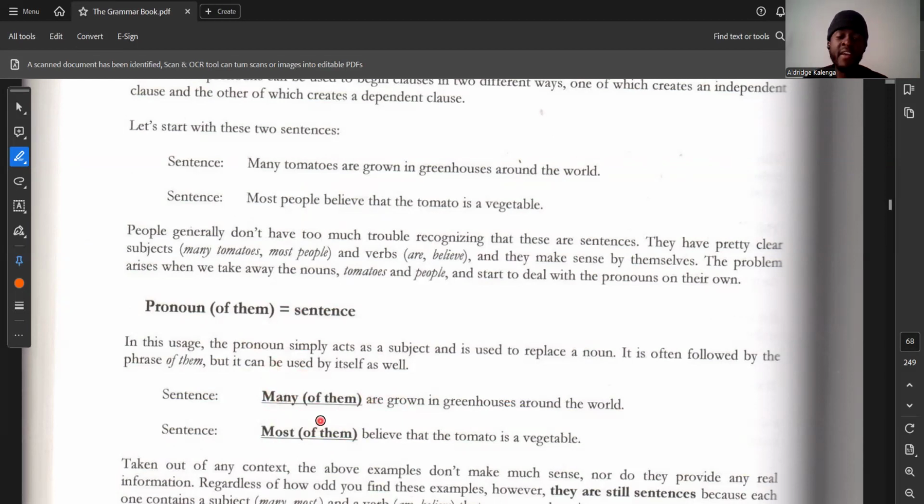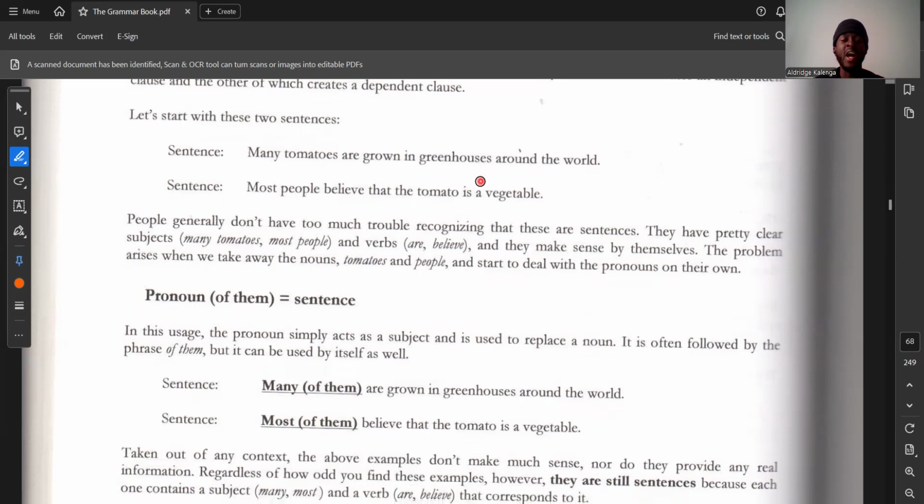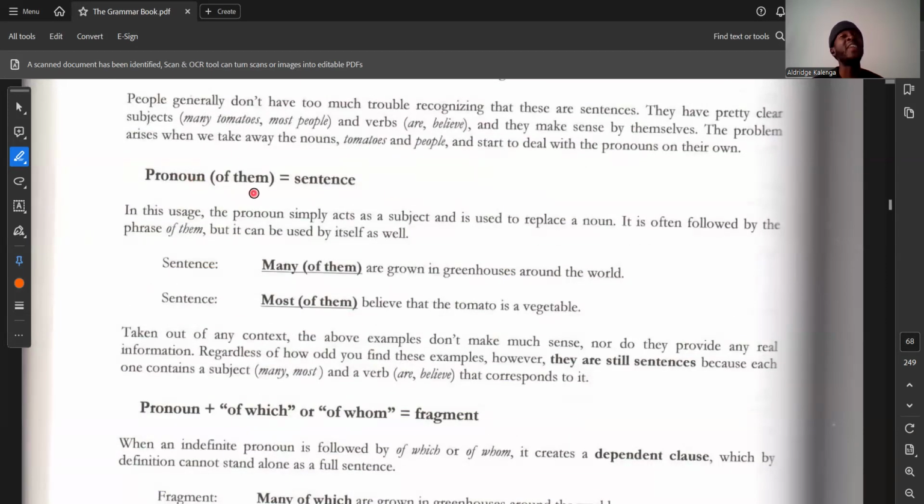If you notice, the "of them" is in parentheses, in these curved brackets, because it's optional. So we can say many are grown in greenhouses around the world. We can say many of them are grown in greenhouses around the world. Same way, we can say most people believe that the tomato is a vegetable. We can also say most of them believe that the tomato is a vegetable. Now, a good trick is that whenever you see a pronoun and "of them," that's usually a sentence. But if you see "of which" or "of whom," then it's a fragment.